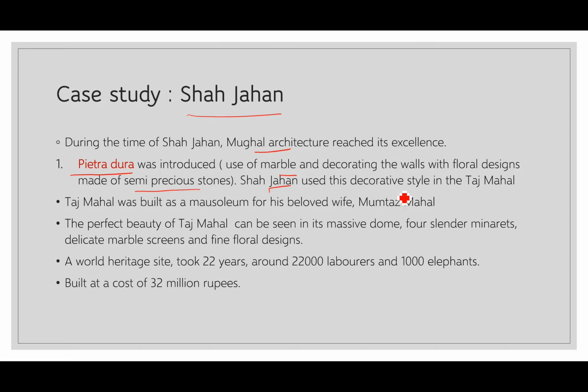Now Shah Jahan used this decorative style in the Taj Mahal. The Taj Mahal was built as a tomb or mausoleum for his wife Mumtaz Mahal. The perfect beauty of the Taj Mahal can be seen in its massive dome. I've explained to you, a dome is something like this, and four slender minarets. Right, so the Taj Mahal is known for its massive dome, four slender minarets, and of course delicate marble screens and floral designs. Now this took about 22 years, around 22,000 laborers, 1,000 elephants. It was built at a cost of 32 million rupees.